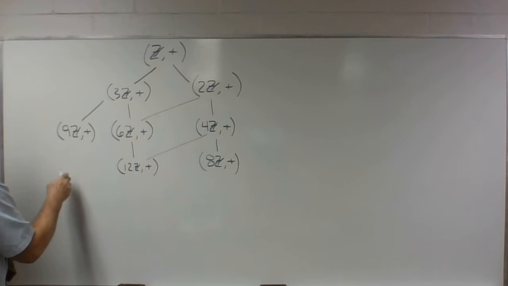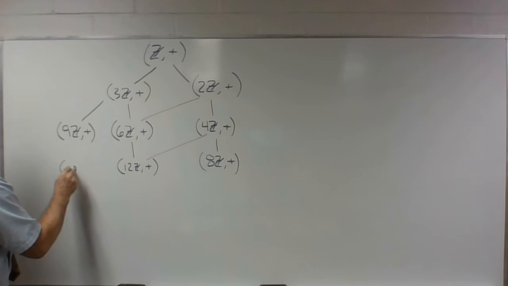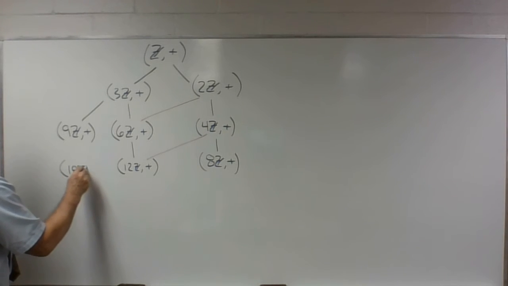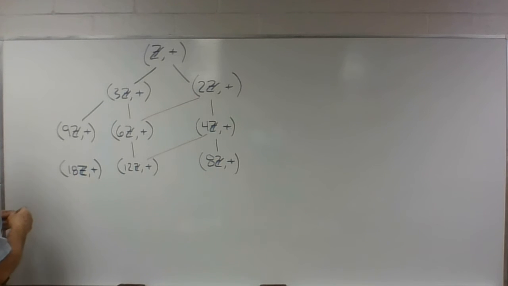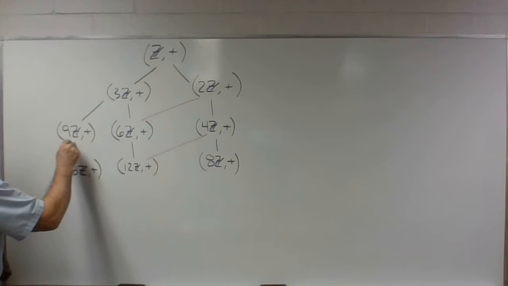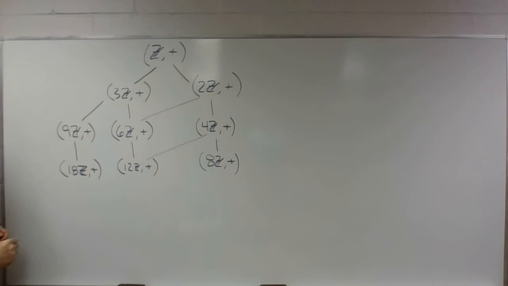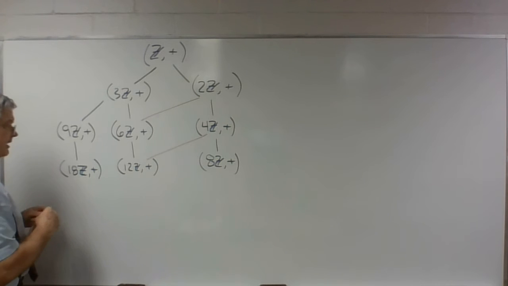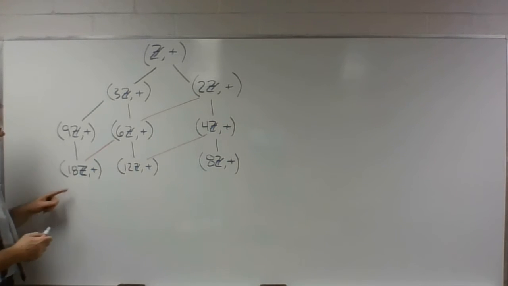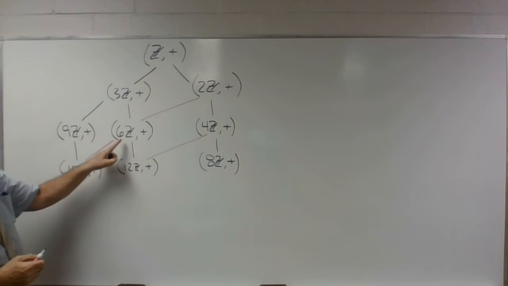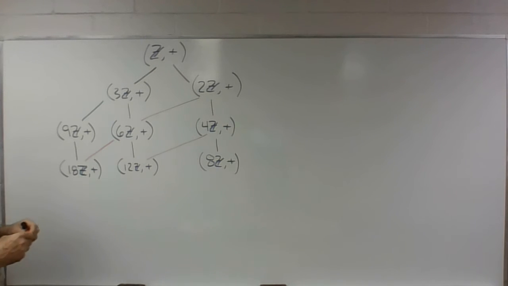I can double this and get the subgroup 18z. What kind of interesting things happen if I do that? 18z is directly a subgroup of 9z. It's directly a subgroup of 6z also. Every multiple of 18 is also a multiple of 6z. Holy moly, this is getting complicated.